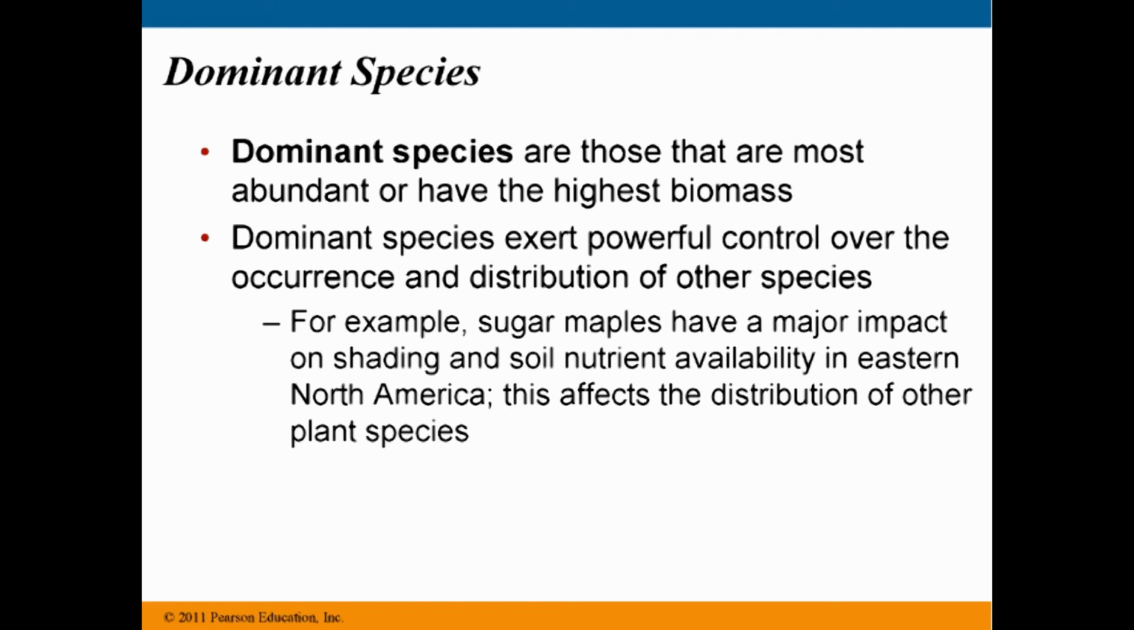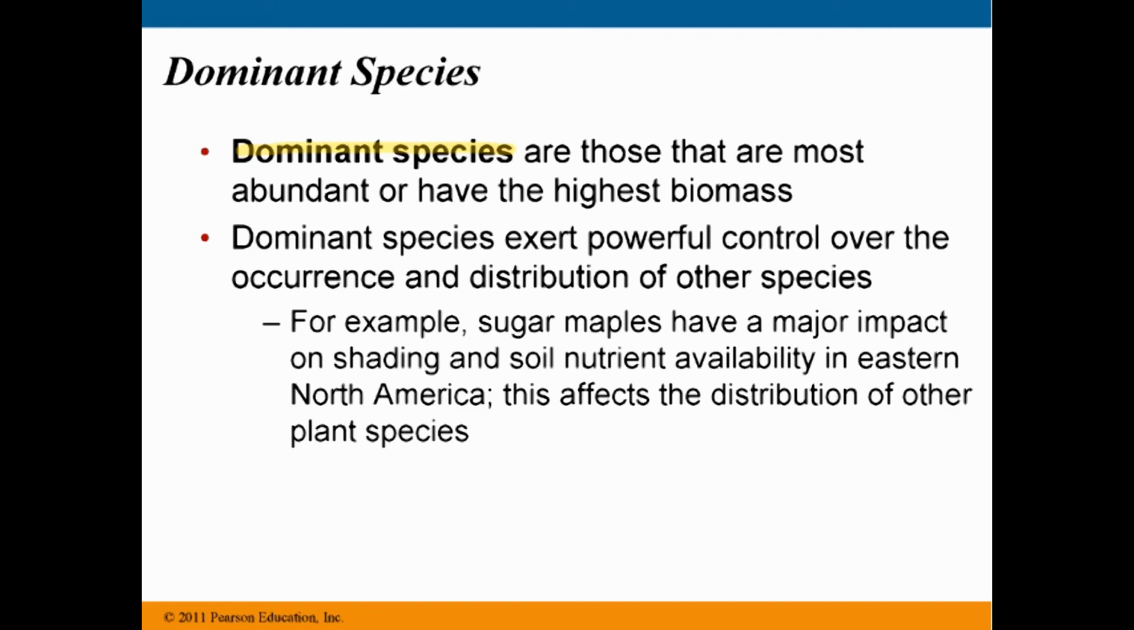Dominant species falls into this category. A dominant species is one that is most abundant or has the highest biomass. These dominant species have very powerful control over what happens to the rest of the species within a community, including the occurrence and even the distribution of other species within that community.